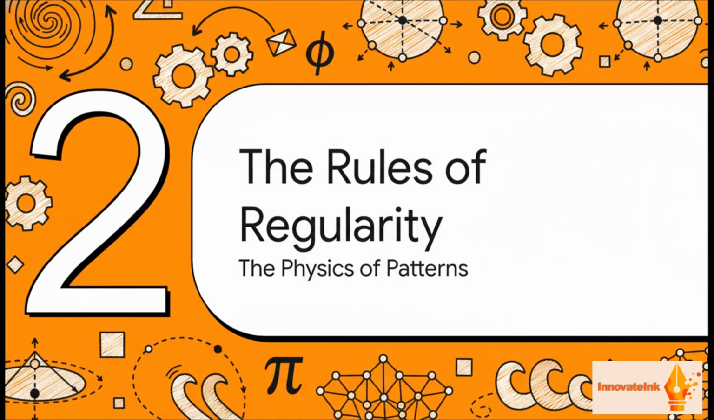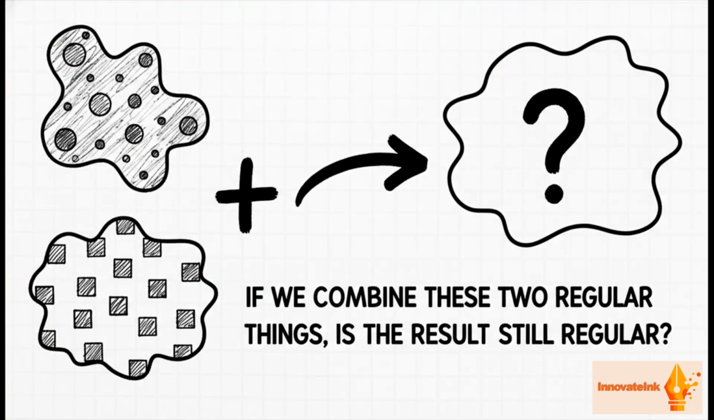Okay, so we've got our building blocks. Now let's talk about the rules of the game. You can think of these as the laws of physics that govern this entire universe of patterns. So what happens when we start mixing and matching these patterns? Like if you take 2 regular languages and combine them, is the result still regular? Well, that's where something called closure properties come in.